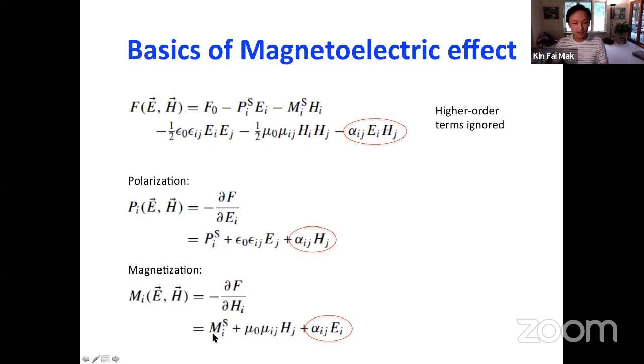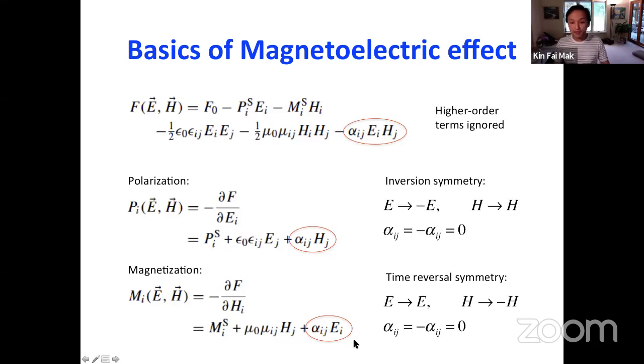And you can see that in addition to the spontaneous magnetization and the induced magnetization by magnetic field, there is an extra term here, which is proportional to alpha_ij times E_i, which is basically the magnetoelectric effect, that an applied electric field can generate a magnetization in the system. And there are specific requirements. I see another question, but let me finish on this symmetry argument first.